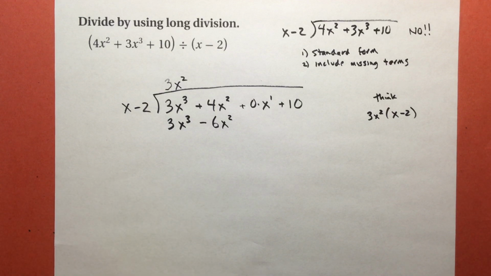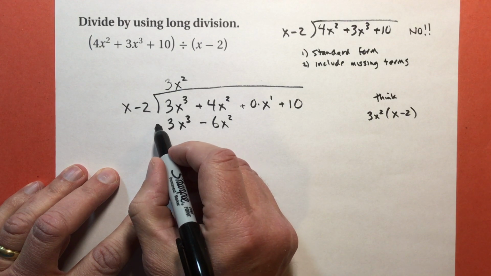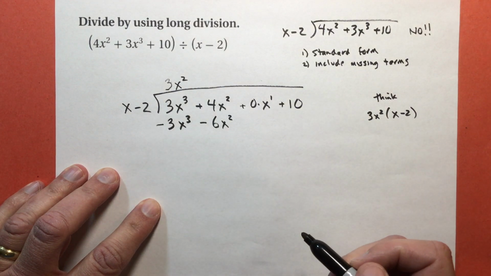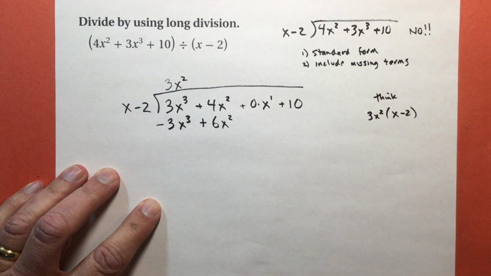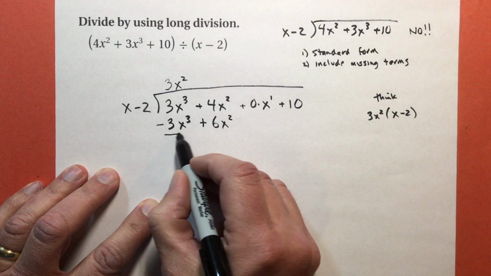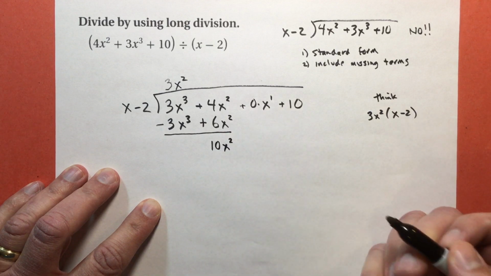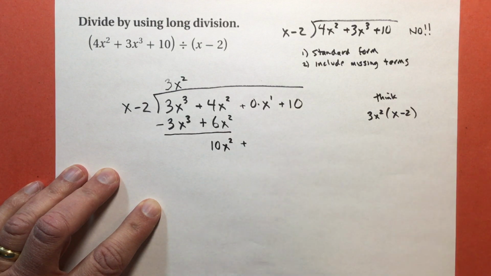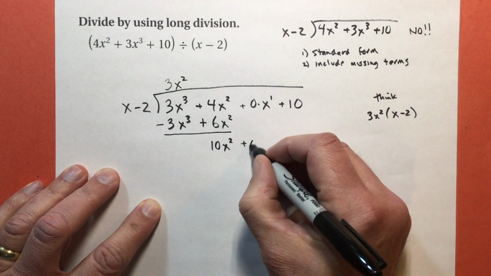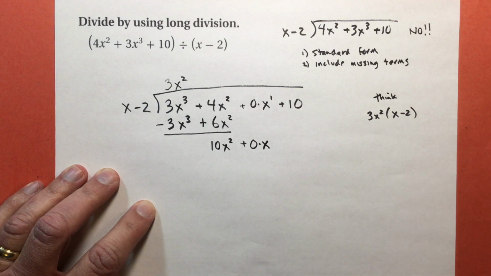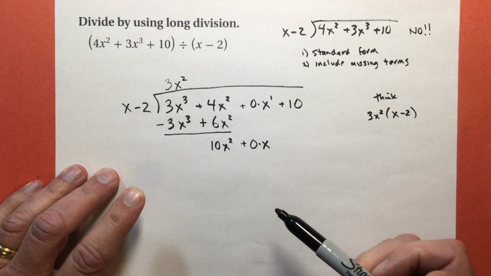Except before I do that, remember that I have to subtract. So I'm going to change positive 3x cubed to negative 3x cubed, and I'm going to change negative 6x squared to positive 6x squared. I'm subtracting, so I have to change the sign. 4 plus 6 is 10, and I get 10x squared. And I am going to bring down the 0 times x, which basically means if I put plus 0 here, I'm just going to add it to 0. Okay, so I still get 0x.